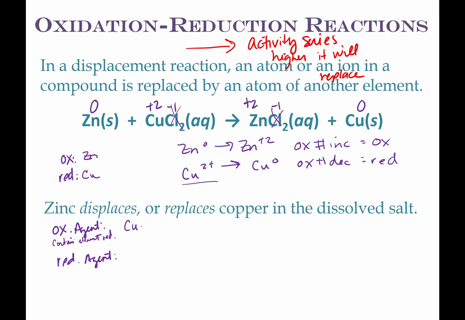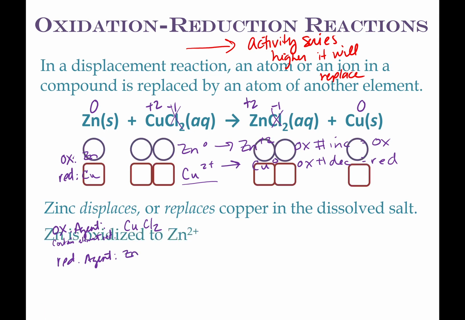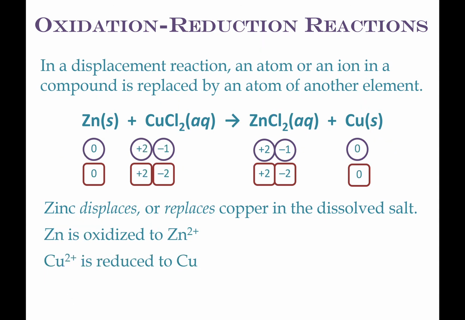That would be copper 2 chloride. And the reducing agent contains the element that was oxidized, so that would be zinc. I can erase this so you can see it, not with my handwriting if you'd like.